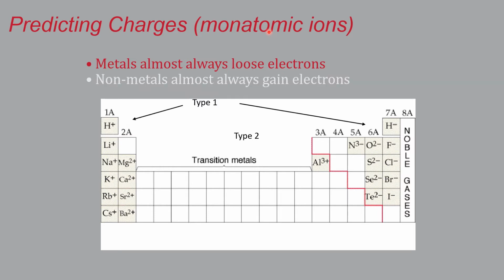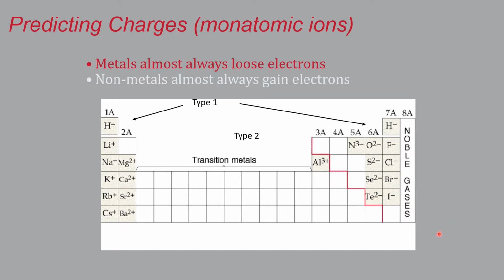Now, if you look here, the elements that I've highlighted, consistently the elements that are in the same column all have the same charge. First group here, they're all +1. These are all +2s. We're going to talk about these in a second.